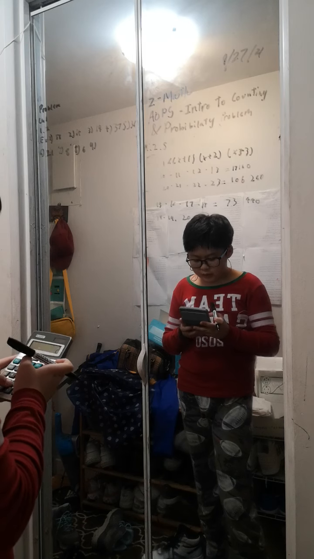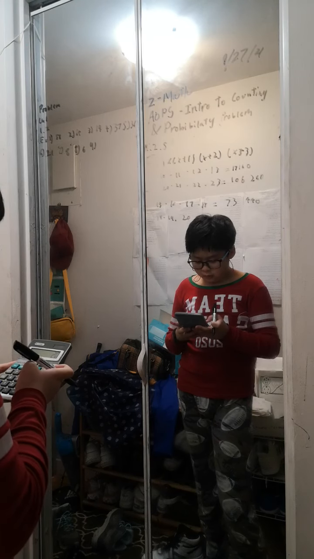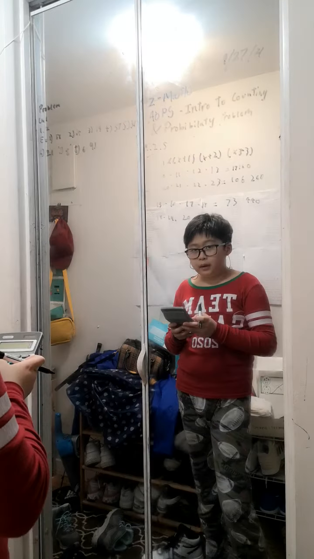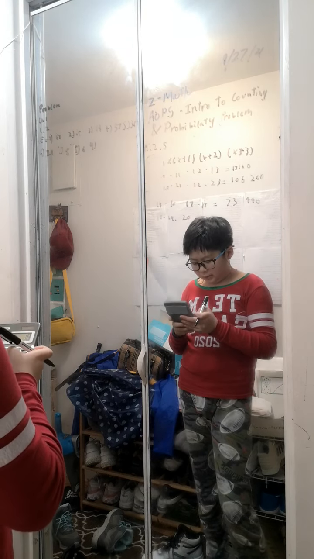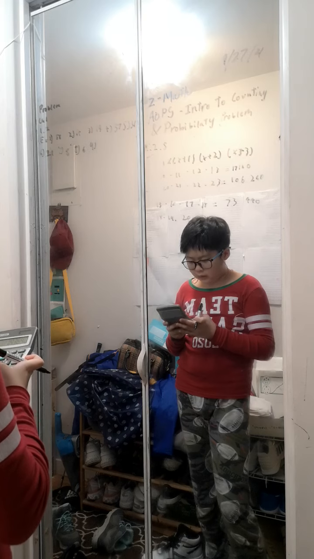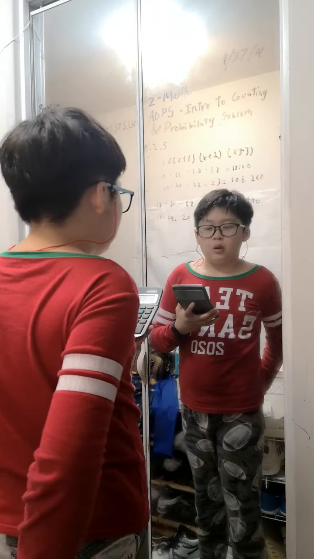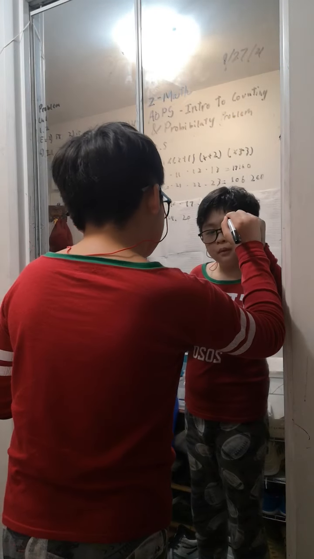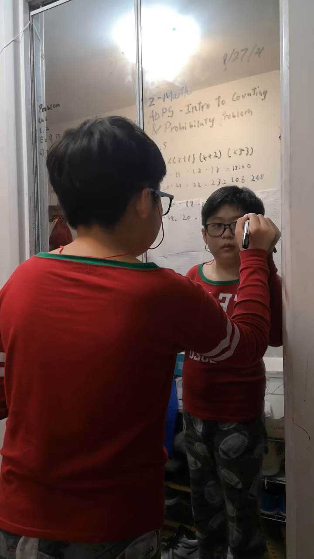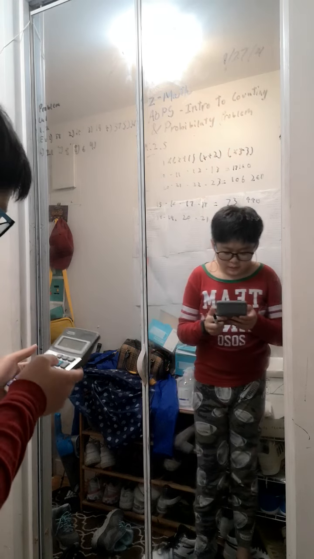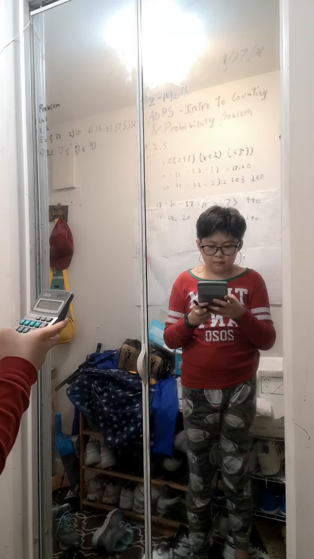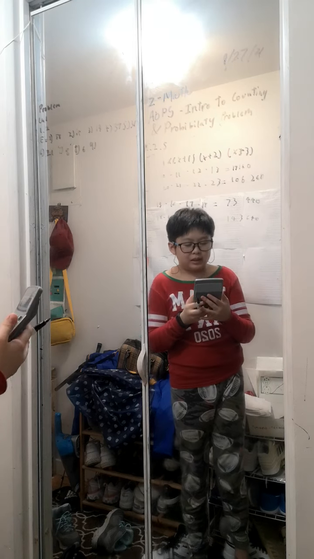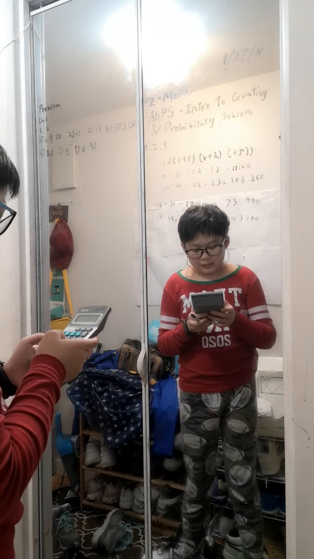18 times 19 times 20 times 21. Oops, I was wrong. Looks like this one's too big. It's 143,640. Okay, now we wrote that down, so it's between 15 and 18. So let's try 17. 17 times 18 times 19 times 20. Too big. Let's say 16, that's 116,280. Too big.